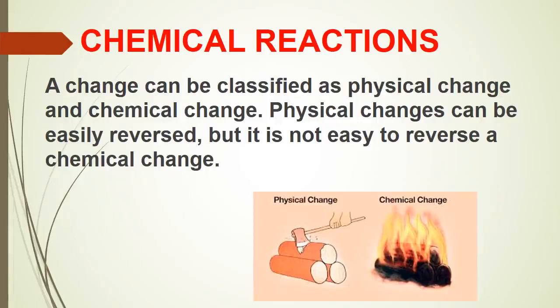In class 7th, we have studied about two different types of changes, physical change and chemical change. In physical change, no new substance is formed. In chemical change, there is formation of new substances. Two pictures are there. Cutting of wood is physical change, whereas burning of wood is chemical change. Therefore, chemical change involves chemical reaction.